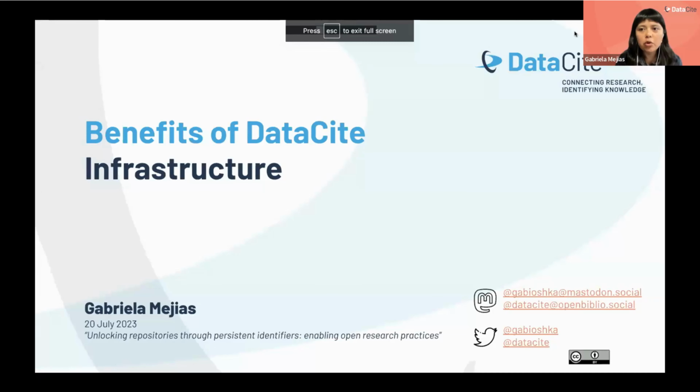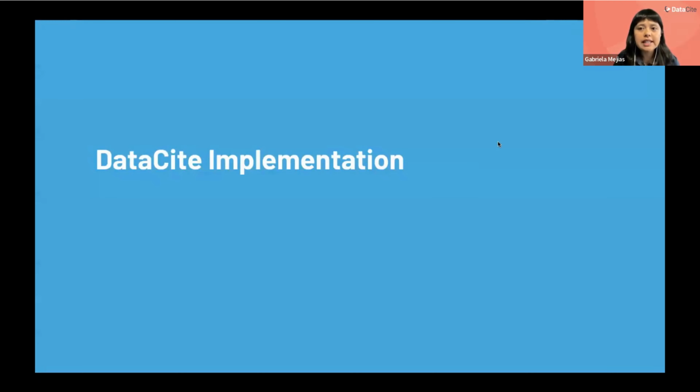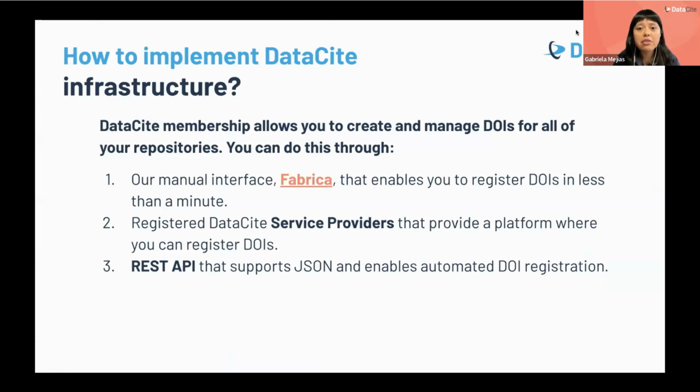And I'm going to speak about the DataCite infrastructure and the benefits both for institutions and researchers. So first, let me speak about DataCite implementation. How can institutions really integrate our infrastructure into their systems and into their workflows? There are three ways to do this. DataCite membership allows institutions to register and manage DOIs for their repositories and also for other kinds of systems.